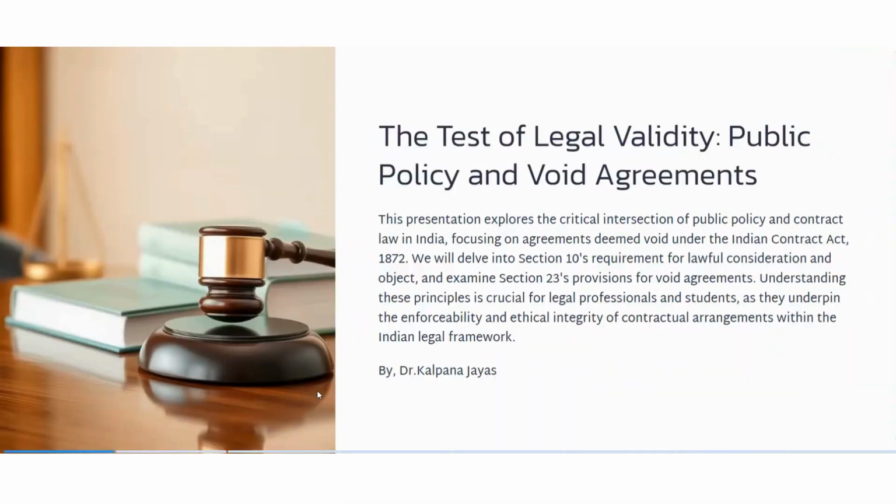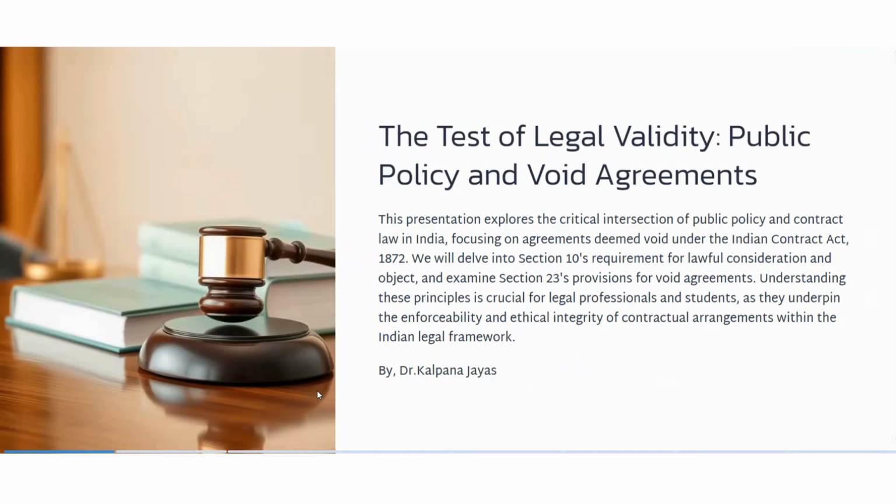In this lecture, we would be discussing test of legal validity part 2, which is related to section 23 requirement, which agreements are void. As section 10 talks about which agreements are valid. So this presentation explores the critical intersection of public policy and contract law in India, focusing on agreements deemed to be void under the Indian Contract Act.